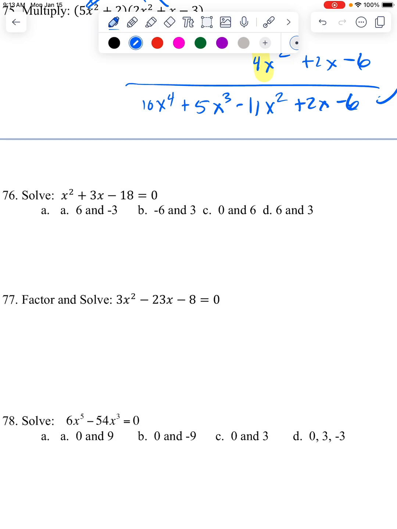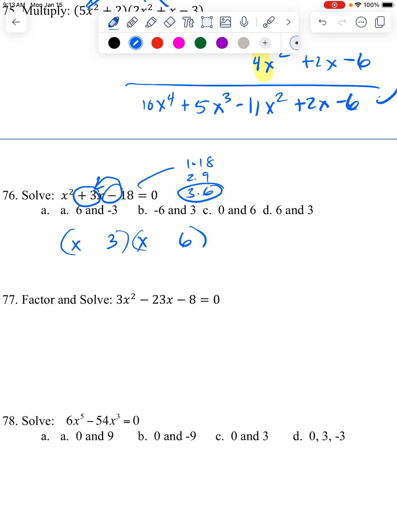Okay, so back to solving. This one doesn't tell me what to do, so I would try factoring. I would need 18 in a way that subtracts to be 3. So I would pick 3 and 6.